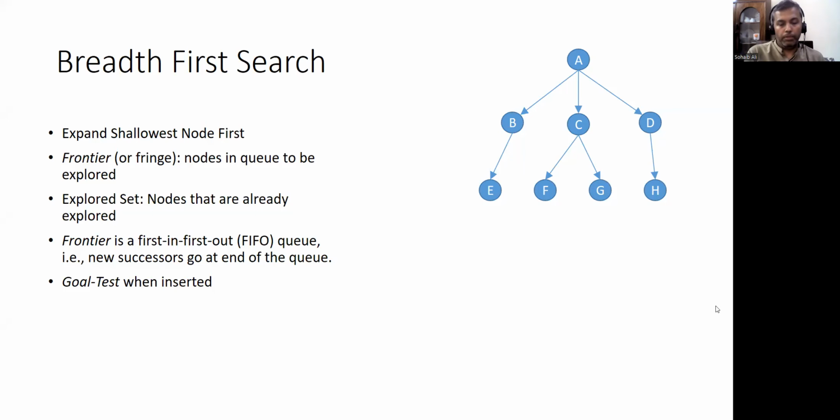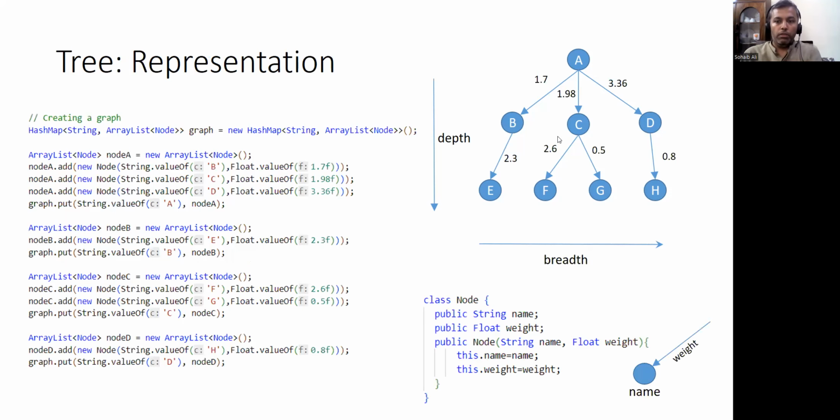So hello everyone. In this video, we are going to talk about the first type of traversal, which is known as breadth first search. Now, as the name implies, we discussed that we can have two parameters of a tree. One is depth and the other one is breadth.